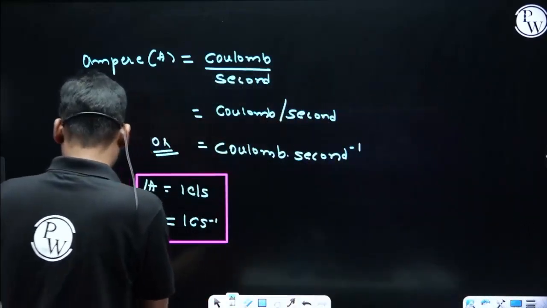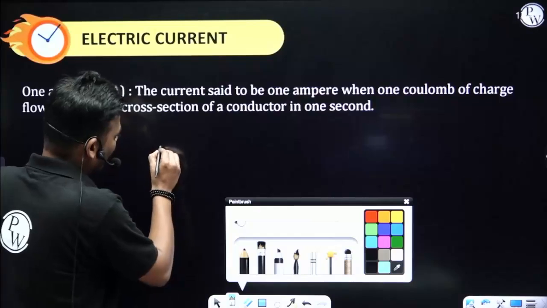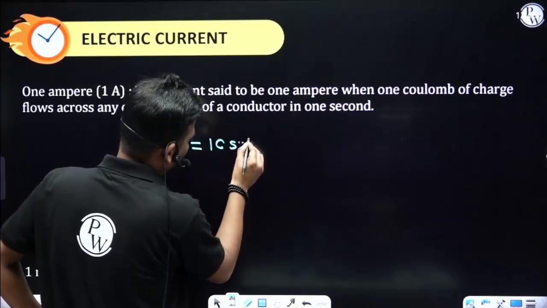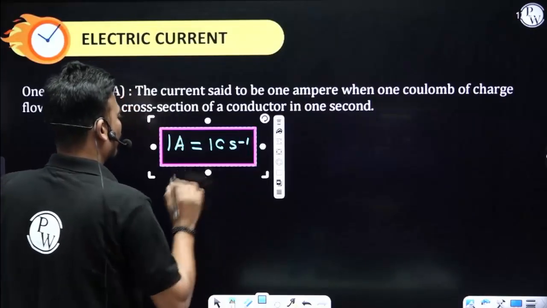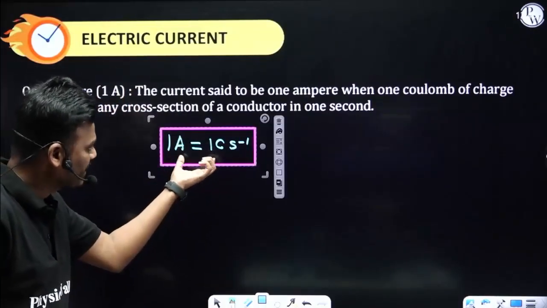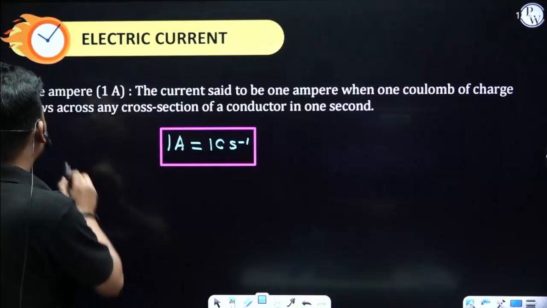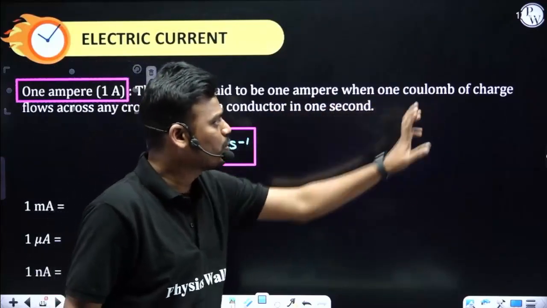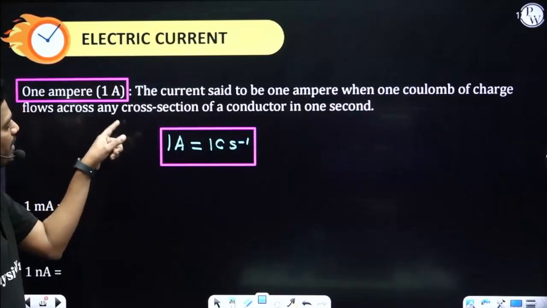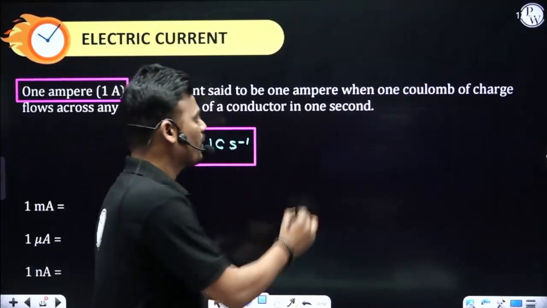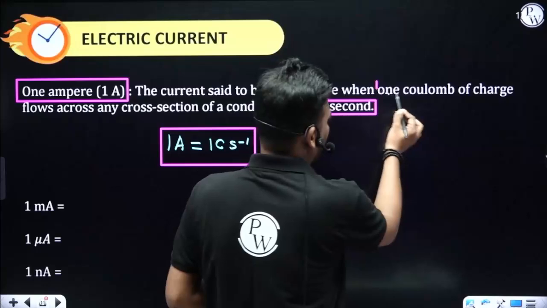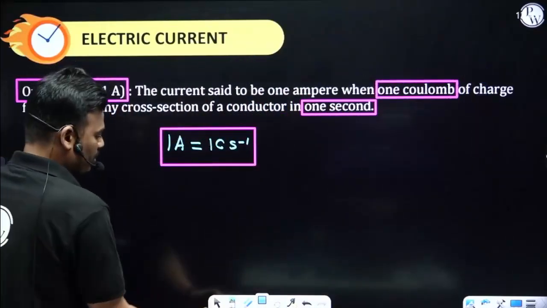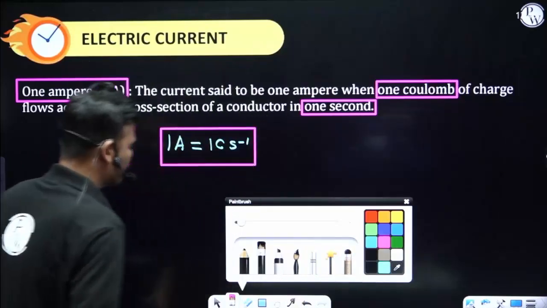So definition wise, 1 ampere is nothing but 1 coulomb per second. By seeing this, you can define 1 ampere. The current is said to be 1 ampere when 1 coulomb of charge flows across any cross section of a conductor in 1 second. See, 1 second and 1 coulomb. Clear? Then here we have some very important conversions.